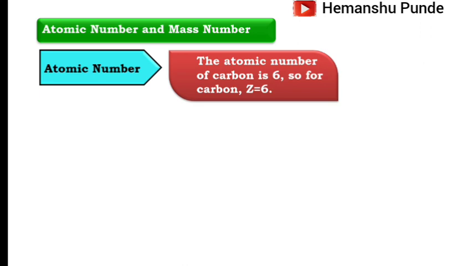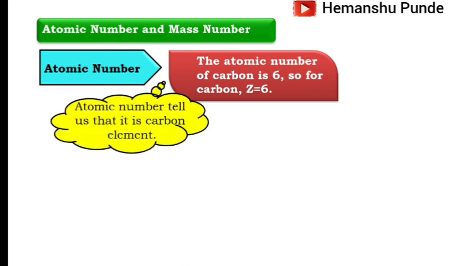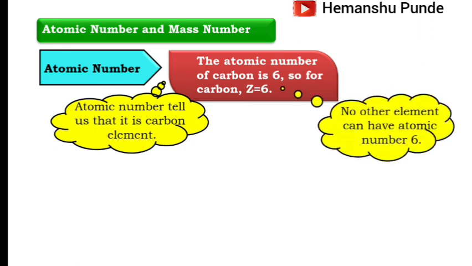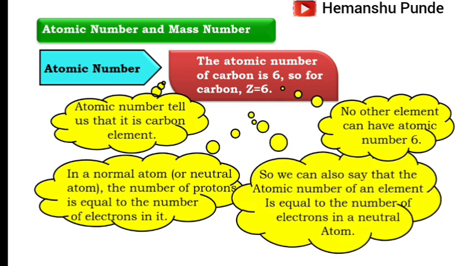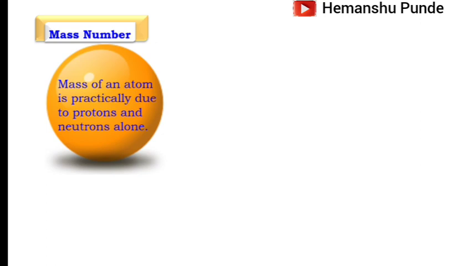The atomic number of carbon is 6. So for carbon, Z is equal to 6. Atomic number tells us that it is carbon element. No other element can have atomic number 6. In a normal or neutral atom, the number of protons is equal to the number of electrons in it. So we can say that the atomic number of an element is equal to the number of electrons in a neutral atom. Now what is mass number?